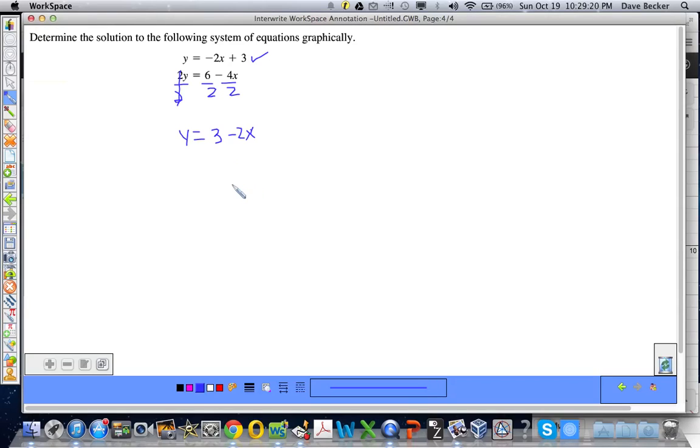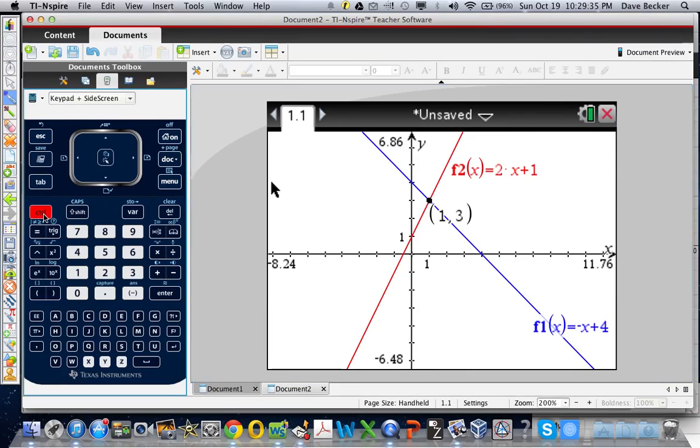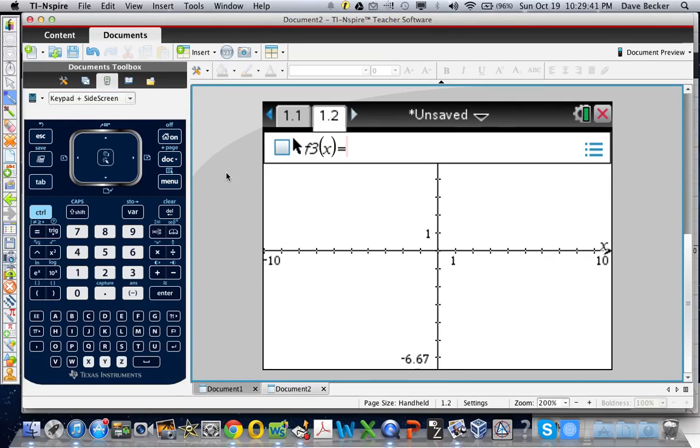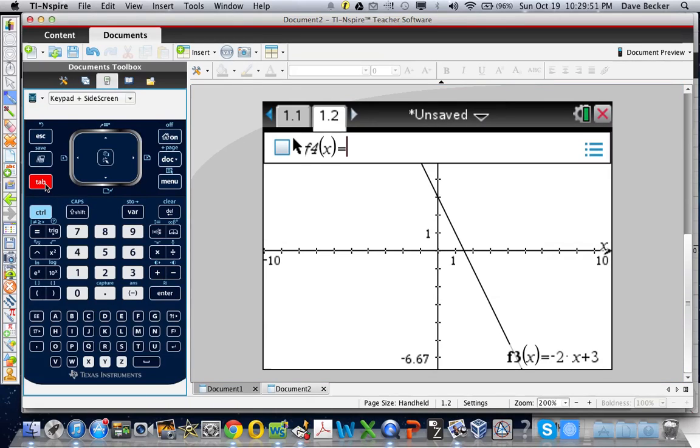We shouldn't even have to graph it, but let's go ahead. I'll use the Inspire. And if you don't want to mess with this same graph, here's all you do. You can get a brand new graph. You want a new page. Right here it says plus page. So I'm going to do Control here, and I'm going to add a graph. And then what did we have? Negative 2x plus 3. And then I hit Tab, click, to put in the next one, and I'll put it in that form, 3 minus 2x.